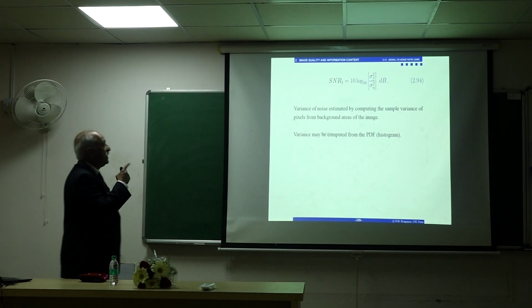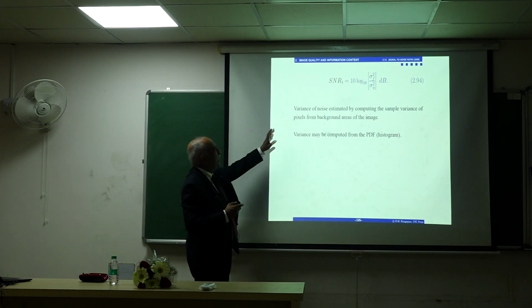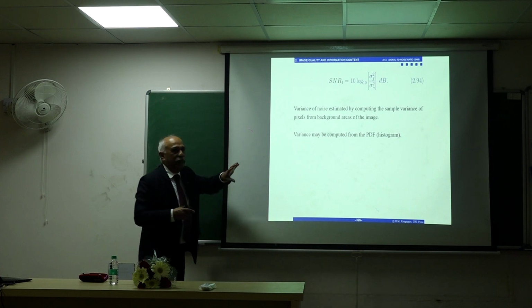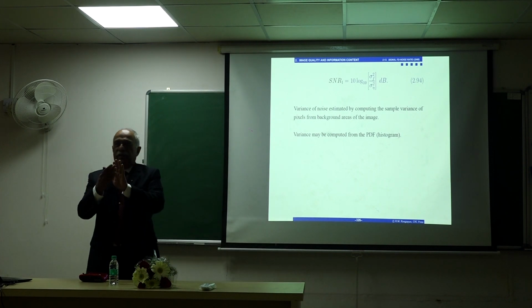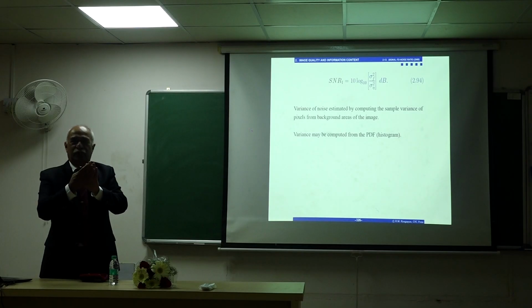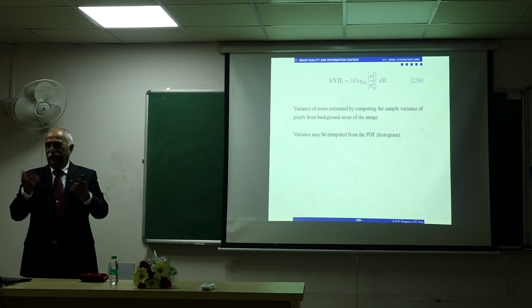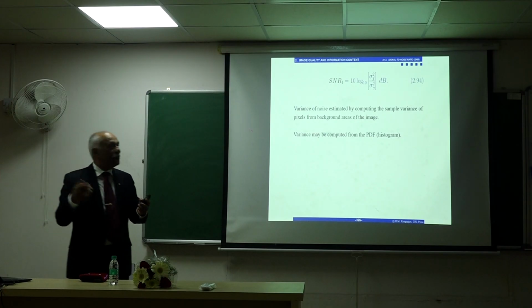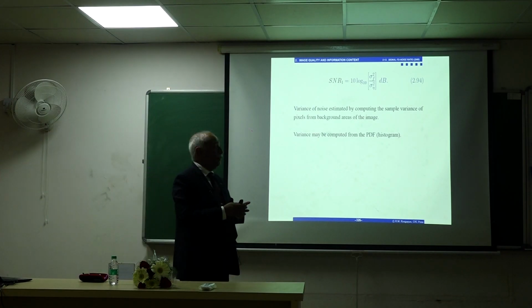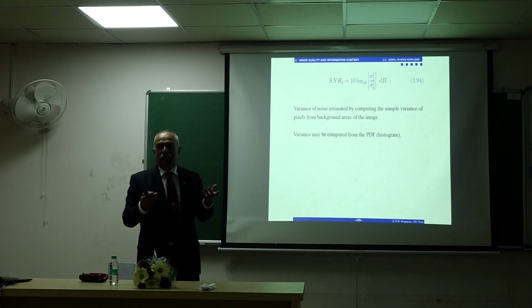So the variance of noise is estimated by computing the sample variance of pixels from background areas, or with your camera shutter closed or your cap closed. But the CCD detectors will have some noise. You measure that: no input, no light input. That's an estimate of the noise.